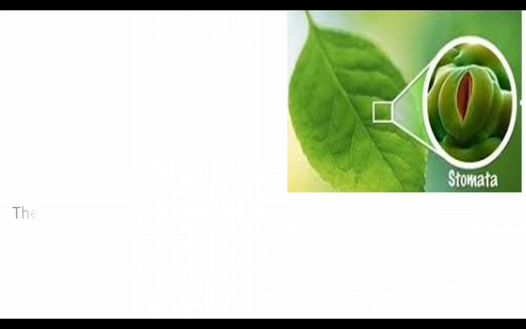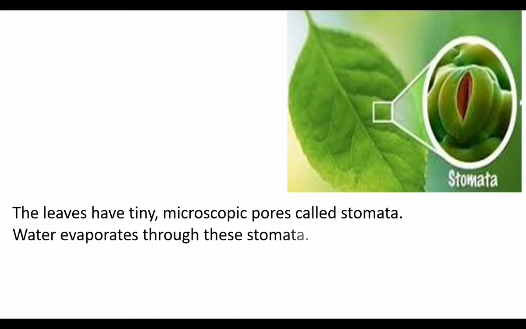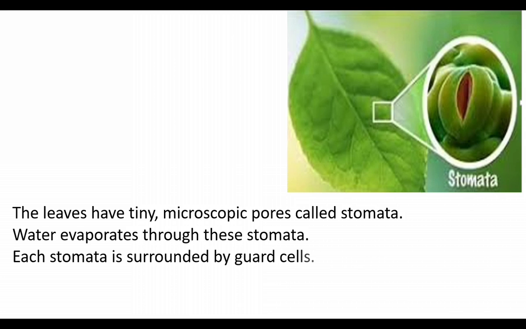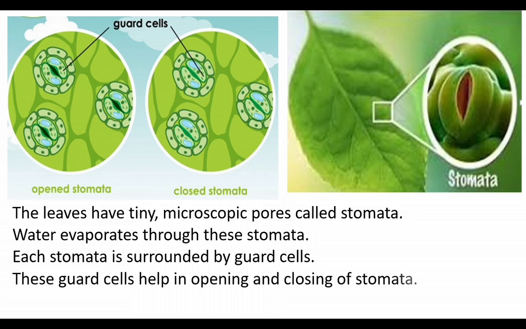Leaves have minute openings. They are microscopic openings called stomata. The stomata are covered by kidney-shaped cells. Water evaporates through these stomata. Each stomata is surrounded by kidney-shaped guard cells. Here are 3 closed stomata and 3 open stomata. Guard cells open and close the stomata. These guard cells help in opening and closing of stomata.